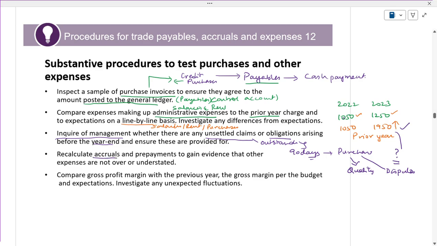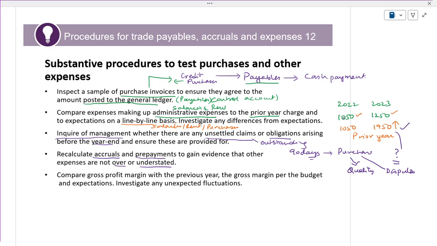Recalculate accruals for mathematical accuracy. Prepayments: gain evidence that other expenses are not over- or understated. Every time, the auditor will do that. The auditor will use the calculator. Is it right? You will calculate the number of days.